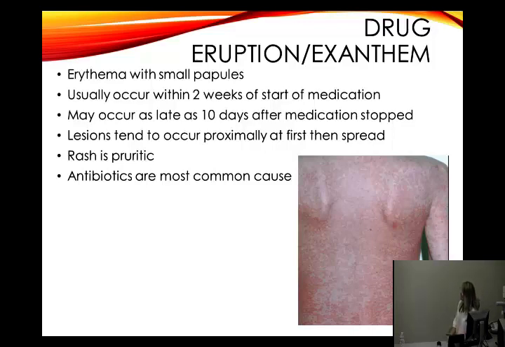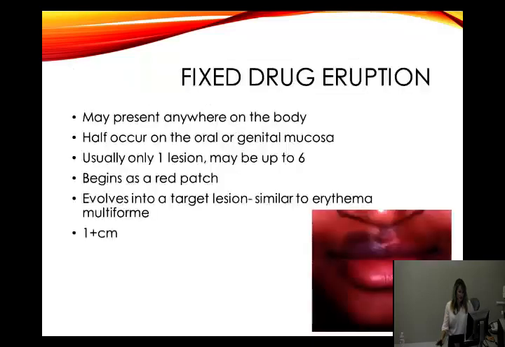Sometimes it doesn't even start until a medication was stopped. So if it was an antibiotic that you gave for 10 days, sometimes the rash won't even start until 10 days after the medication has stopped. So if somebody comes in with a rash, it's a really important question to ask. The lesions tend to occur proximally at first, and then they will spread. It is very itchy, and antibiotics are the most common cause, but it can be to any medication, either prescription or over the counter that they're using. The herbal supplements can cause it as well.